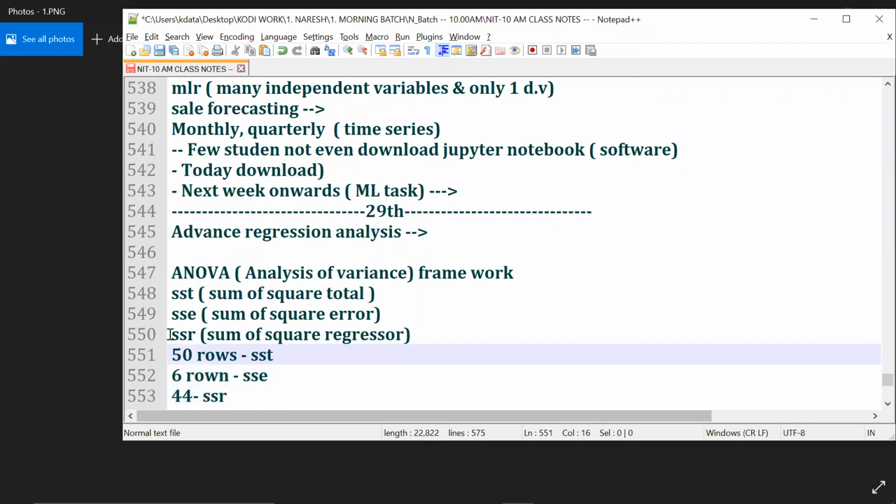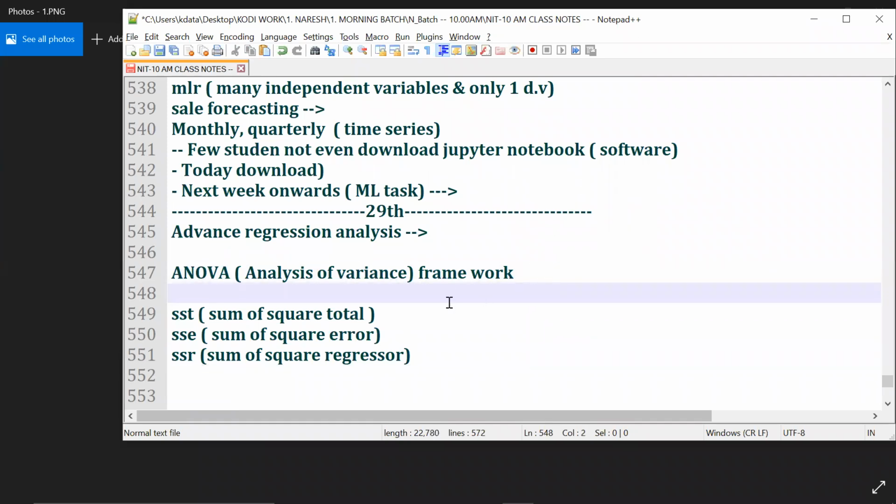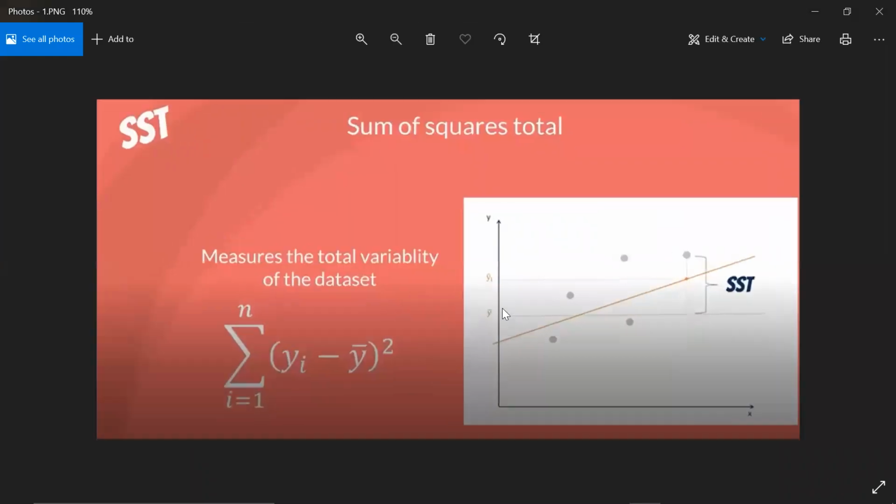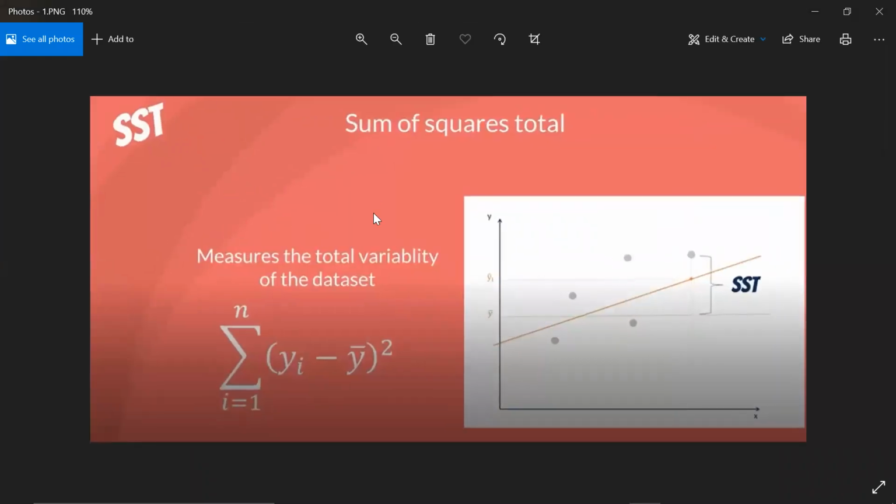Now, where do I see all these things? I'm going to show you right now. Okay. So the first thing is, yesterday I explained graphical representations of what, guys? Linear regressions. We understand. Agree? Now, today, let's see this. SST means sum of square total. Agree? It measures the total variability of the data sets.